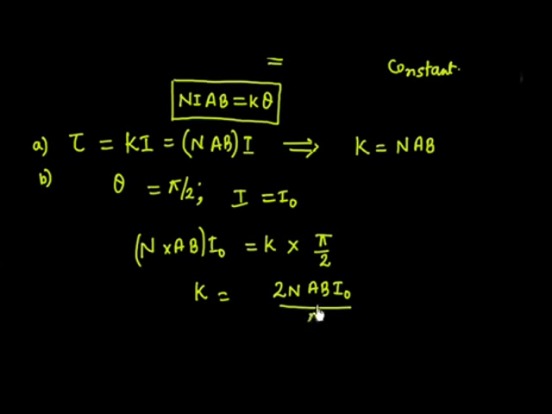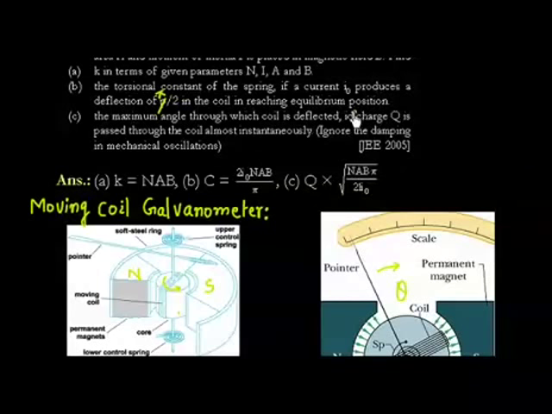This also says find the maximum angle through which the coil will deflect if a charge Q is passed through the coil almost instantaneously. So we have to find what will be the maximum angle through which it can deflect. So we have to find the maximum angle of deflection, that is theta max.